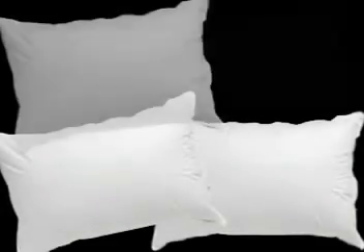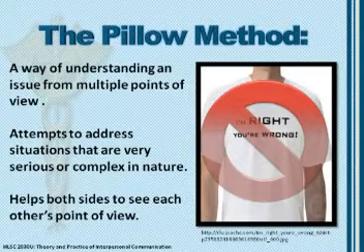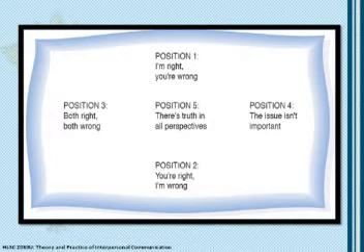The pillow method is a tool for building empathy. The pillow method is a way of understanding an issue from multiple points of view, and not with an I'm right, you're wrong attitude. It is a method that attempts to address situations that are very serious or complex in nature. A pillow has four sides and a middle, and this illustrates how a problem should be approached. The main goal of the pillow method is for both sides to see each other's point of view, and in so doing, develop empathy for one another.